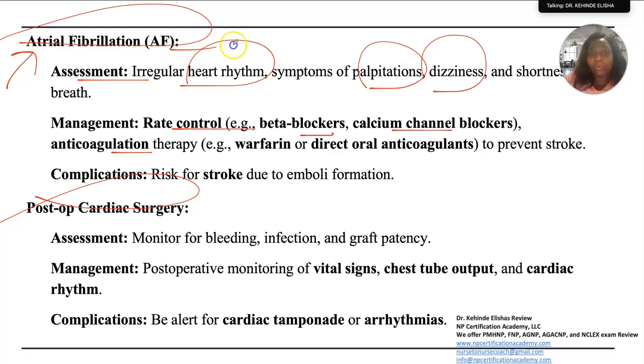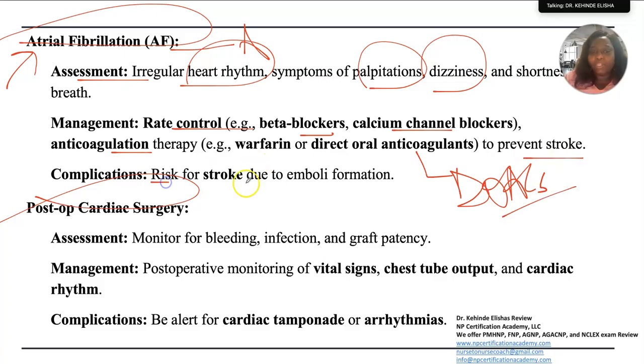Don't forget, somebody with AFib, they have a high risk for what? For blood clot. So you want to consider what? Warfarin or direct oral anticoagulants. That is what we call in short DOACs, right? To prevent stroke. Complications. There is a risk for stroke due to emboli formation. When you think about AFib, when you get any question about AFib, think stroke.